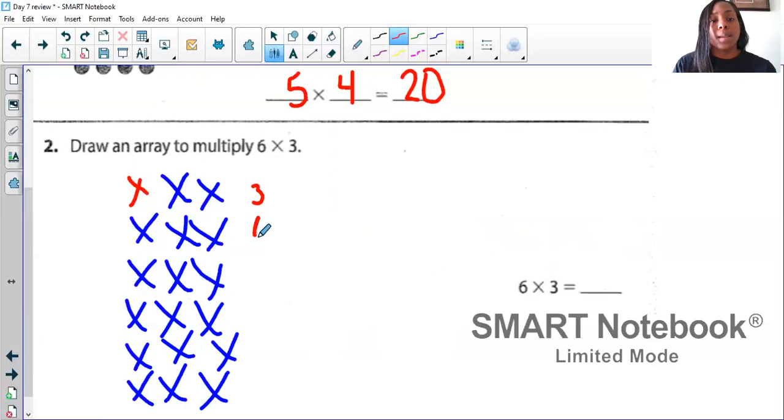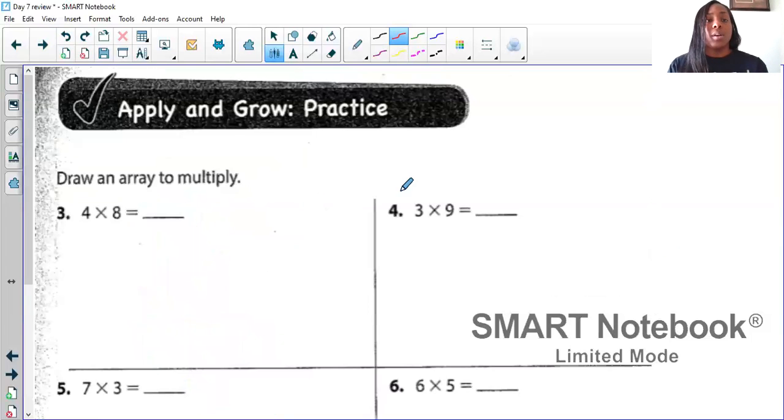Threes, 6, 9. What's after that? 9 plus 3, 12. 12 plus 3, 15. And what is 15 plus 3? 18. That's right. So what is 6 times 3? Very good. 6 times 3 equals 18. All right, so now we're going to do the apply and grow.